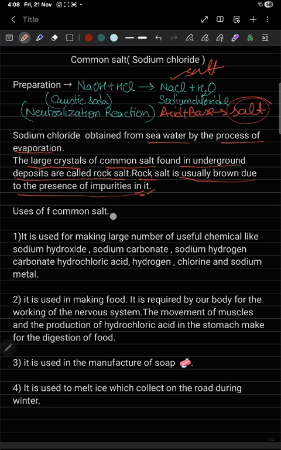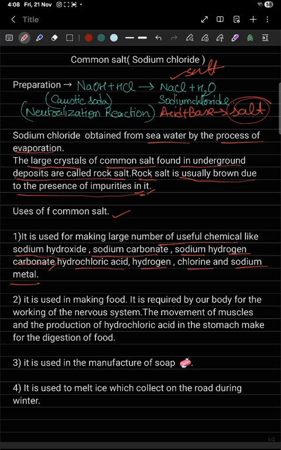What are the uses of common salt? We have a first use. It is used for making a large number of useful chemicals. A number of chemicals we obtain by the help of NaCl, like sodium hydroxide, sodium carbonate, sodium hydrogen carbonate, hydrochloric acid, hydrogen, chlorine, and sodium metal. These all compounds and metals we obtain by the help of NaCl.